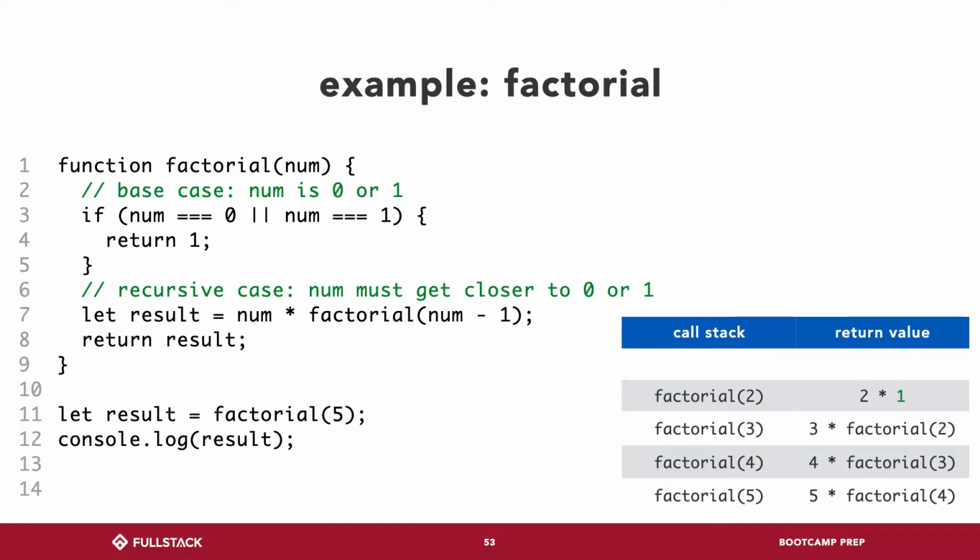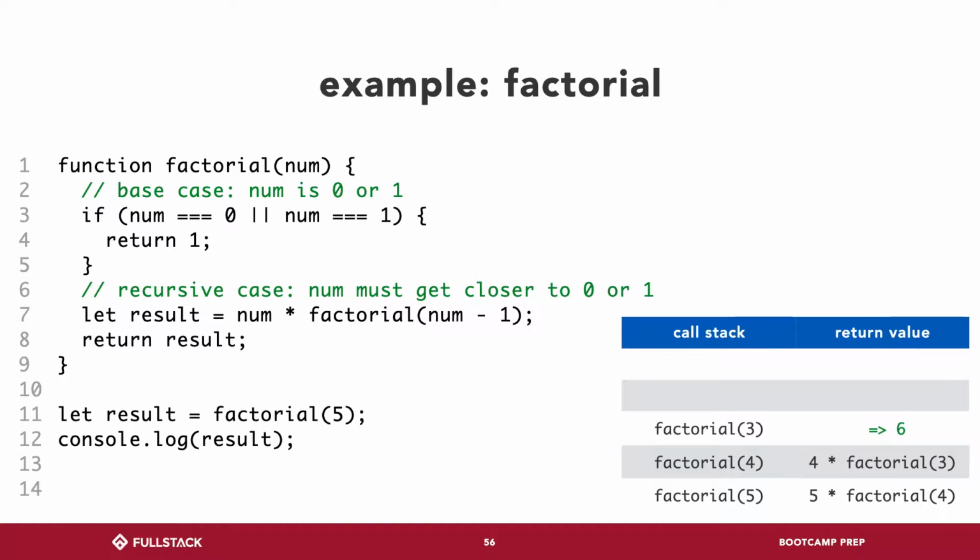So then the return value of factorial of 2 is 2. Now that we know what the return value of factorial of 2 is, the return value of factorial of 3 is 3 times whatever the return value was of factorial of 2, which is 3 times 2. So you get 6. And then factorial of 3 now returns 6, right?